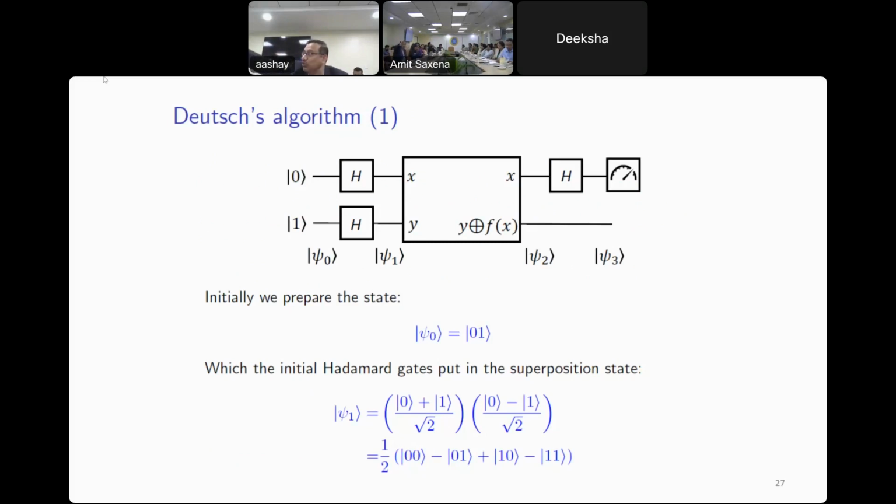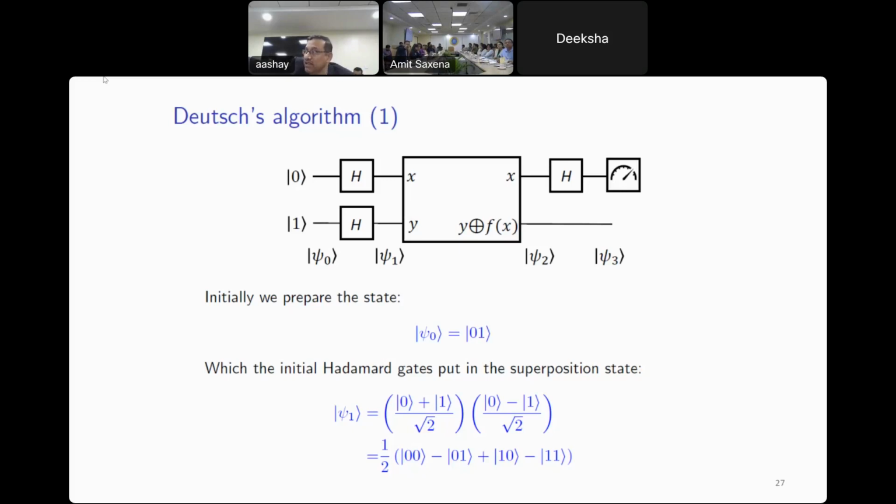Okay, both are transformed by H, right? And then this black box evaluates X and Y XOR f(x). He showed that you operate this function once, use a Hadamard gate on the top, the first qubit, and measure it. You will know what this function is, right? And the entire mathematical flow is given here.